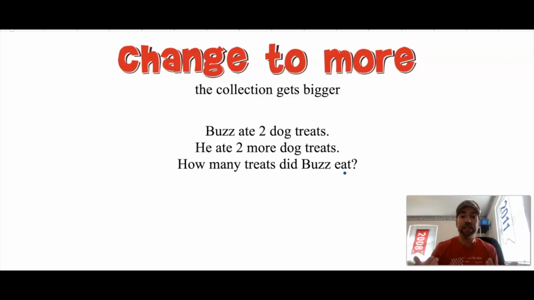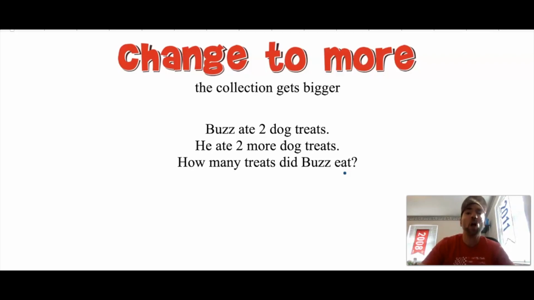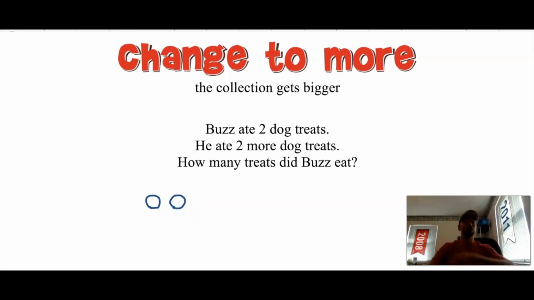We have Buzz. Buzz is eating dog treats, and he's going to eat some more. This is called a change to more. Buzz is going to get some more treats. So let's draw our picture. Go ahead and draw it on your whiteboard. Buzz ate 2 dog treats, so I'm going to draw 2 dog treats. Remember, I just like to draw little circles. There they are, 2 of them.